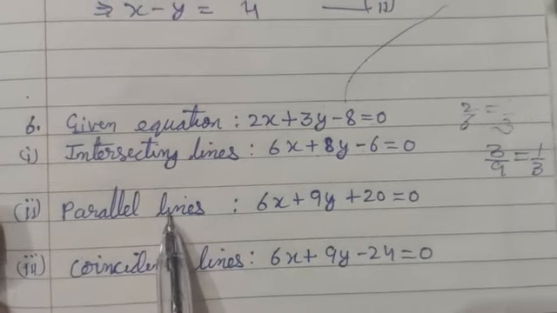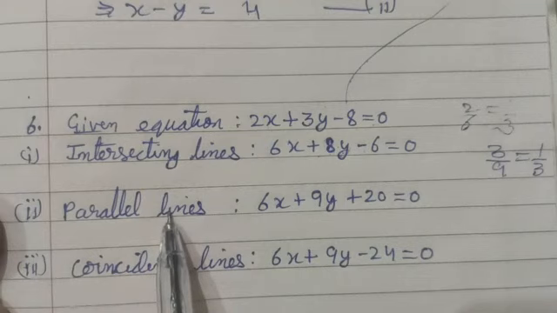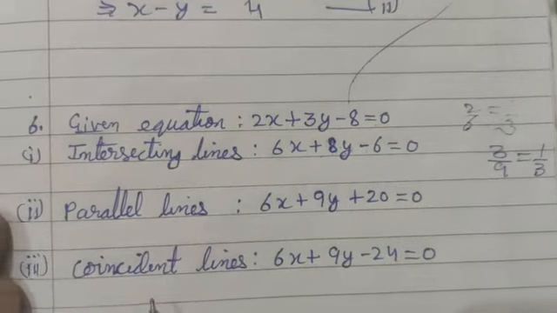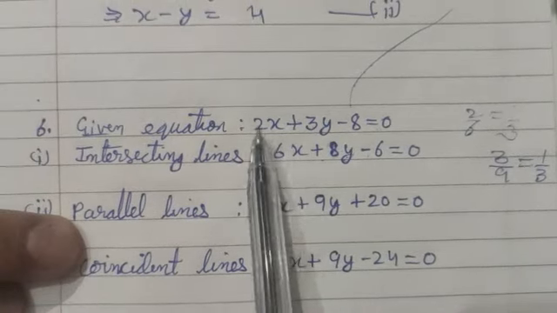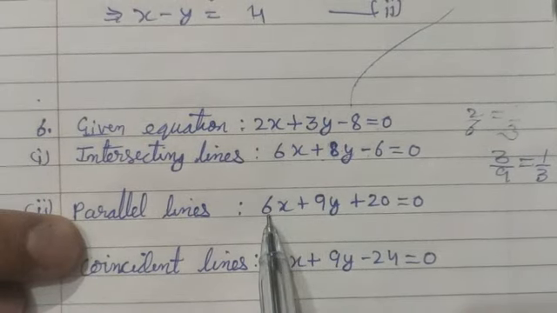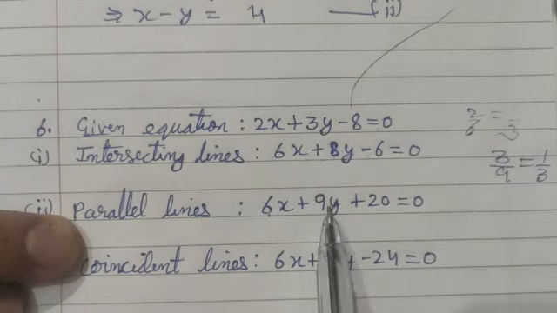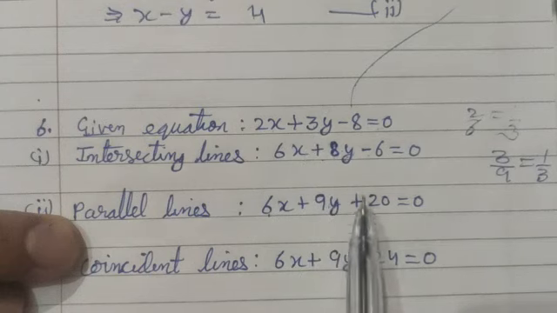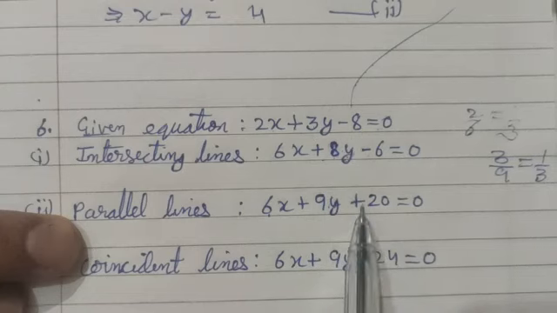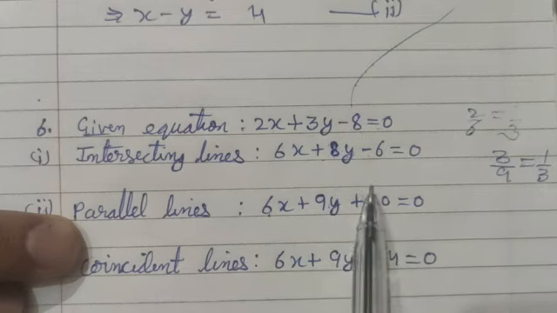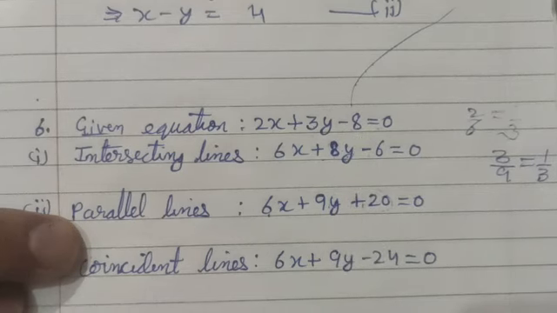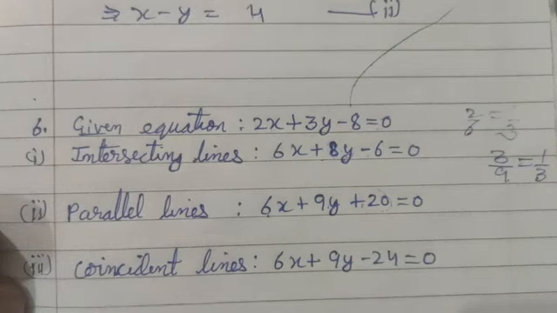Parallel lines means a1 upon a2 should be equal to b1 upon b2, and that should not be equal to c1 upon c2. So here 2 upon 6 is 1 by 3, then 3 upon 9 is again 1 by 3. So here, except minus 24, because minus 8 by minus 24 will be again 1 by 3. So in place of 8 we can take any real number except minus 24.